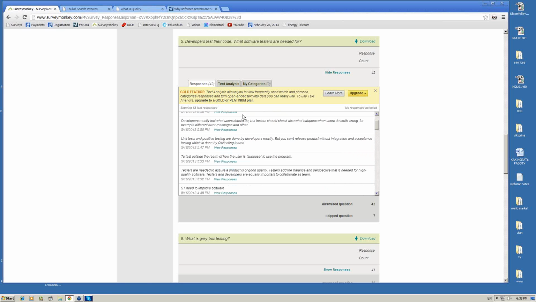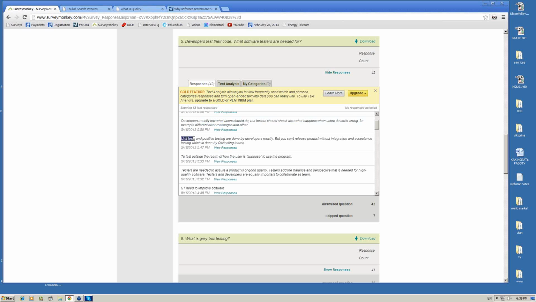Developers mostly test what users should do, but testers should check also what happens when users do something wrong. That is negative testing, okay? For example, different error messages and other. So it brings the difference to negative testing. The whole sentence is about negative testing, which is true, but we also have regression and we also have system level.